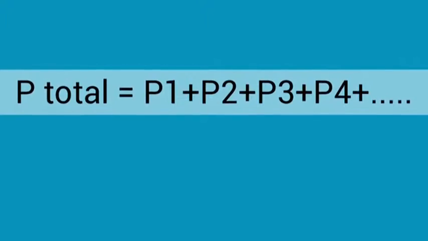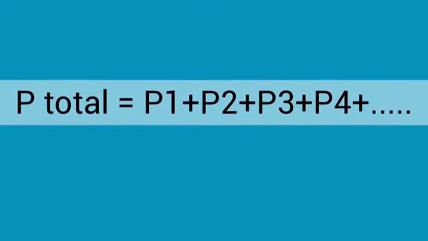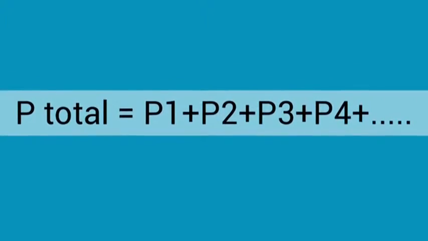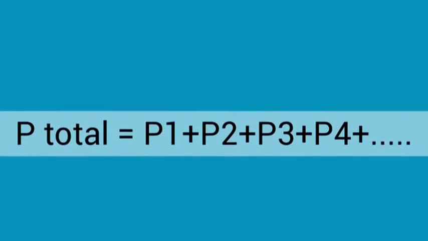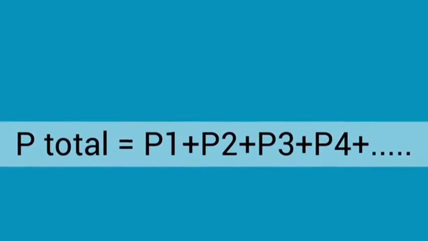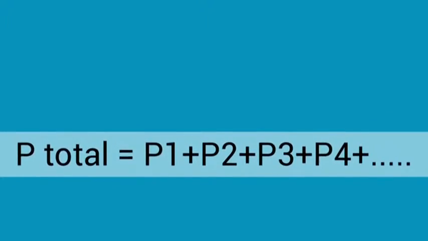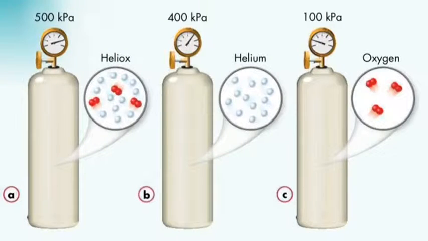This law can be made into this equation, P standing for pressure. So the total pressure equals the pressure of one gas plus the pressure of a second gas plus the pressure of a third gas plus the pressure of a fourth gas, etc. This can be seen using the diagram taken from the textbook. We see that a tank of heliox contains helium and oxygen. The pressure of the oxygen is 100. The pressure of the helium is 400, so in total, the pressure of the heliox is 500.